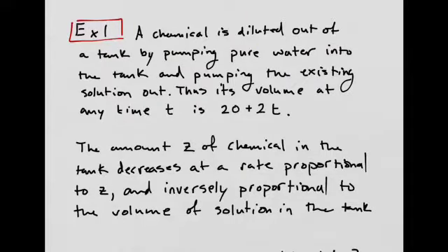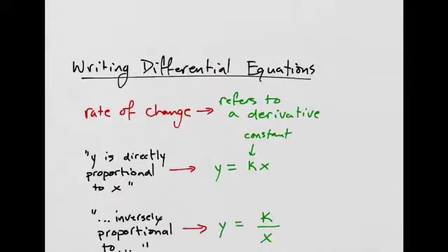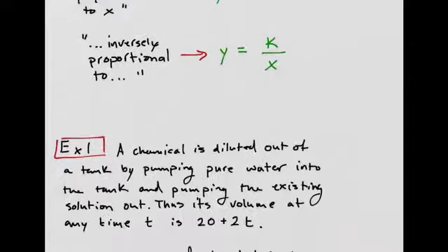Okay, let's look at this huge example. A chemical is diluted out of a tank by pumping pure water into the tank and pumping the existing solution out. Thus, the volume at any time T is given by this. So this just represents the volume in the tank. We don't really have to do any calculations. It just represents the volume, because remember, we're writing differential equations. We're not solving them yet.